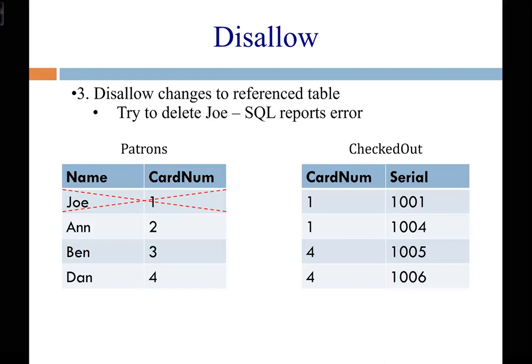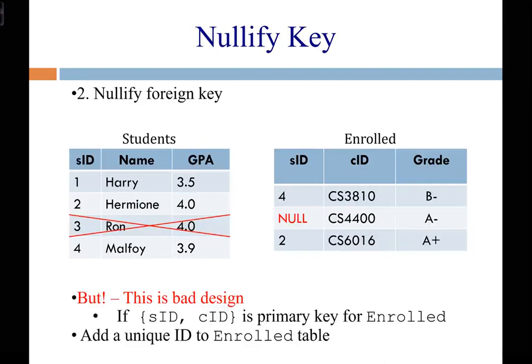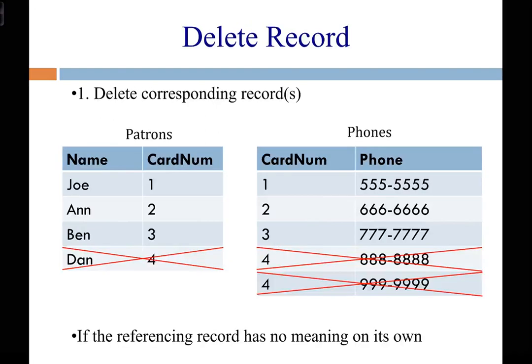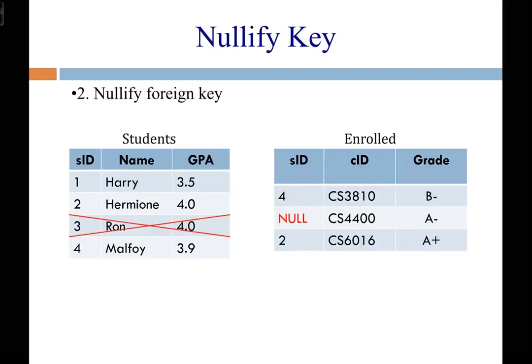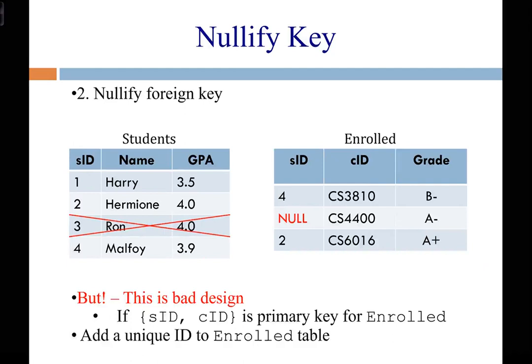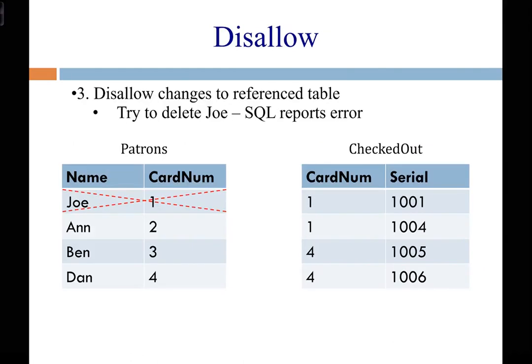If you just did this, then you would have no way of ever going and retrieving those books because you wouldn't know who has them checked out. So SQL lets us specify these three options. When we create a foreign key, I can say I want it to delete the corresponding record, or I want it to nullify the corresponding foreign key, or I want it to not even let you delete it. So if you try to delete Joe, SQL would throw an error.